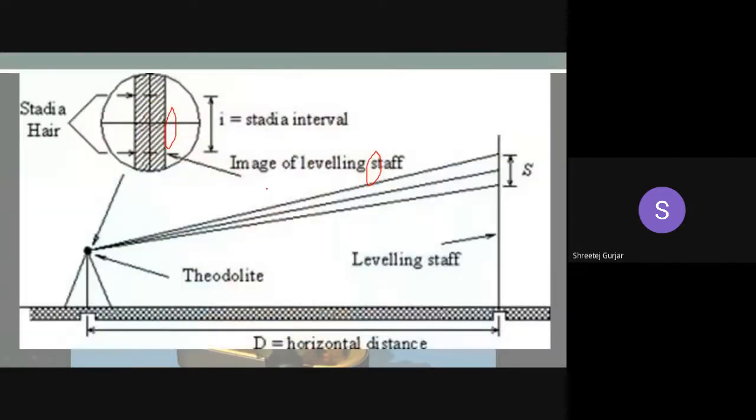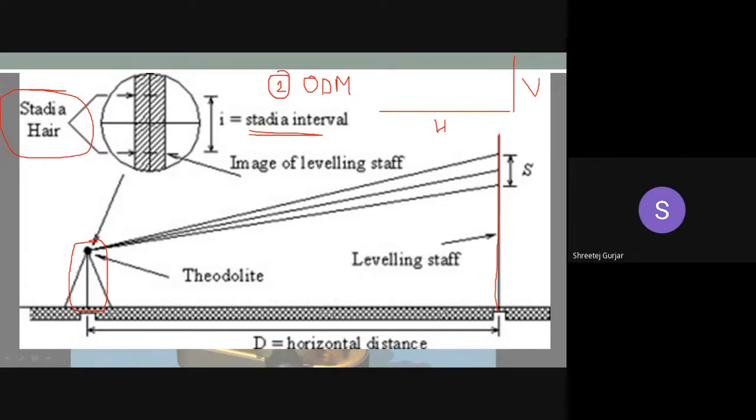So the second type is called optical distance measurement, ODM. Here you can see we have a theodolite set over here, and we have a leveling staff. You have learned regarding this stadia interval and how you do tachometric measurements, and how you measure the horizontal distance as well as vertical distance, right? So this is by the help of optics. So this method is called optical distance measurement. This is your second type.